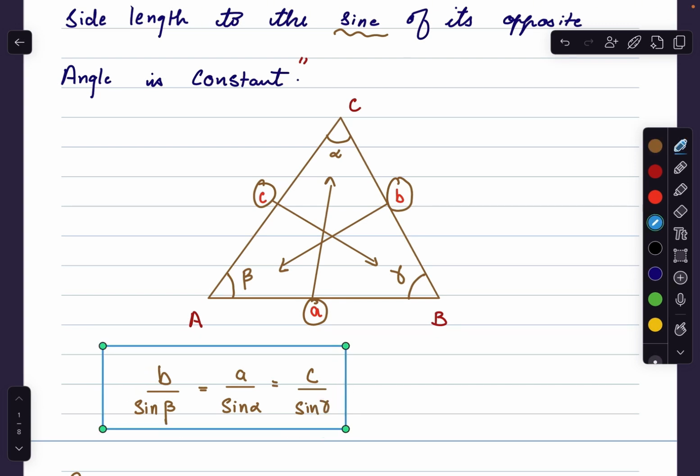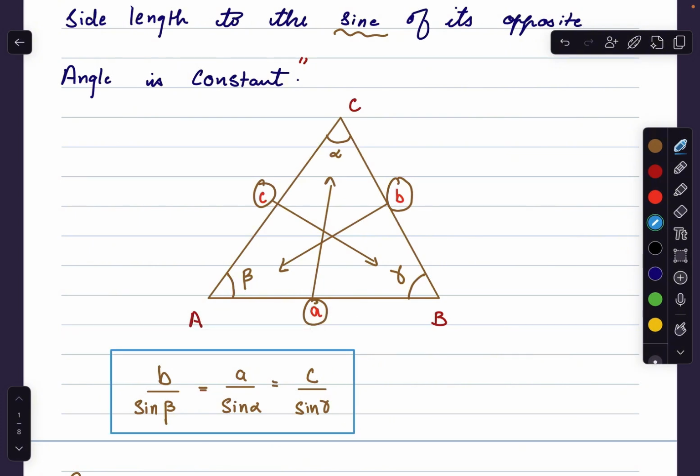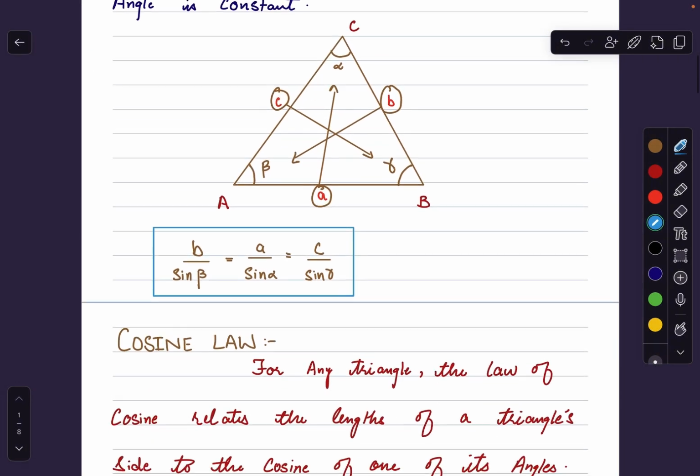For solving different types of questions, you'll be given three of the things. Like you'll be given two angles and one side, and you have to find the other side, the relative side, that's the opposite side. Similarly, if two sides and one angle are given, you can find the remaining angle. That's how the sine law works.